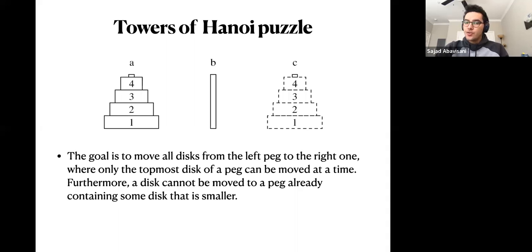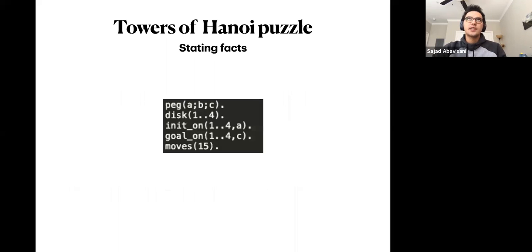So here is one example of a problem we want to solve. We have these 3 poles and there are 4 disks on one of them. We want to move them to the 3rd one, and the only rule is that the bigger disks cannot be put on the smaller disks. As I stated before, the program here is not an algorithm or anything, it's just an encoding of the problem. So here are the facts of this problem.